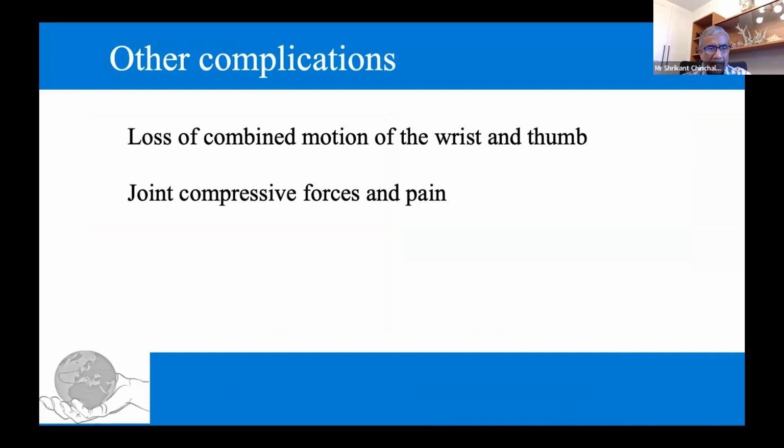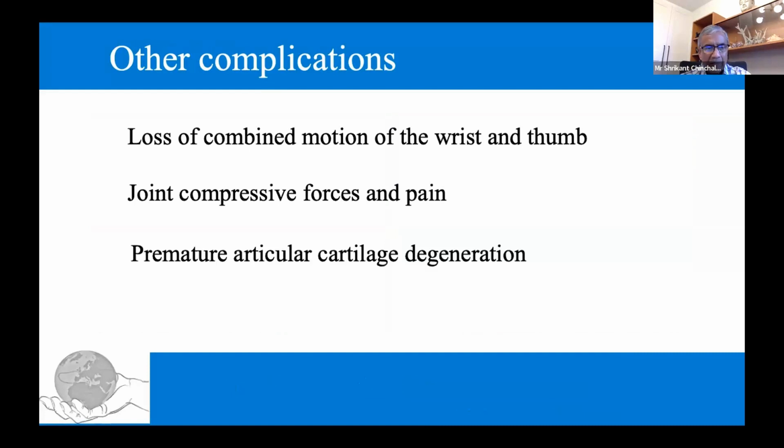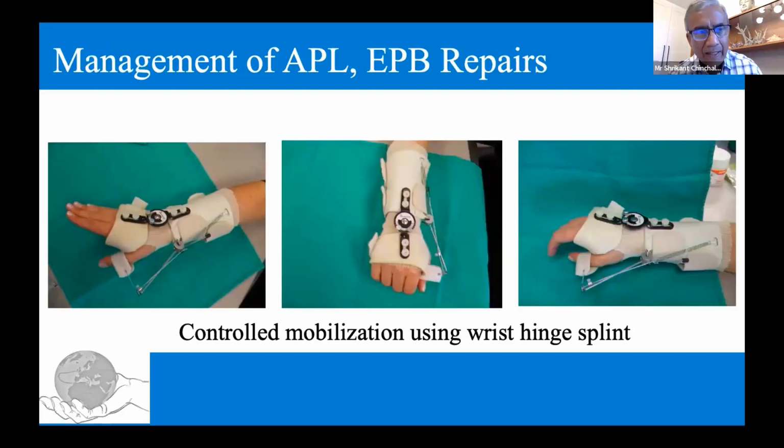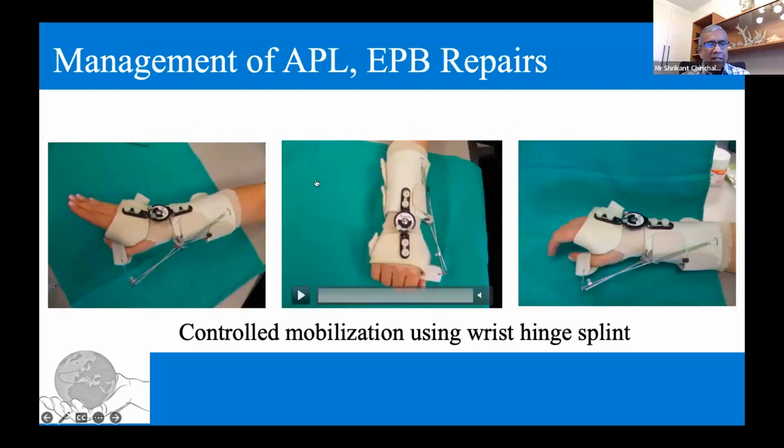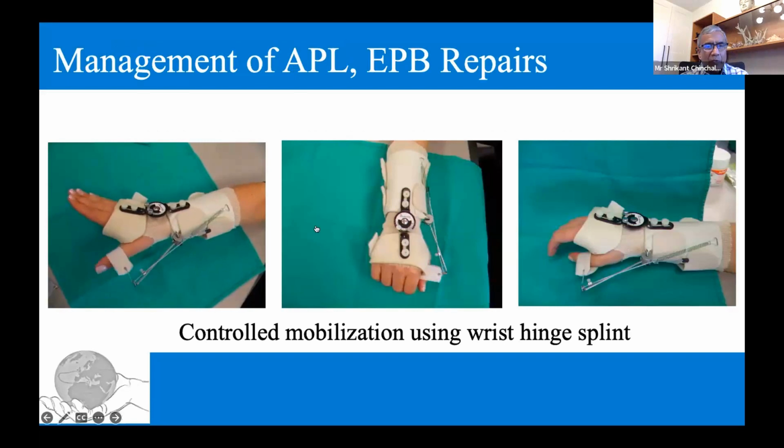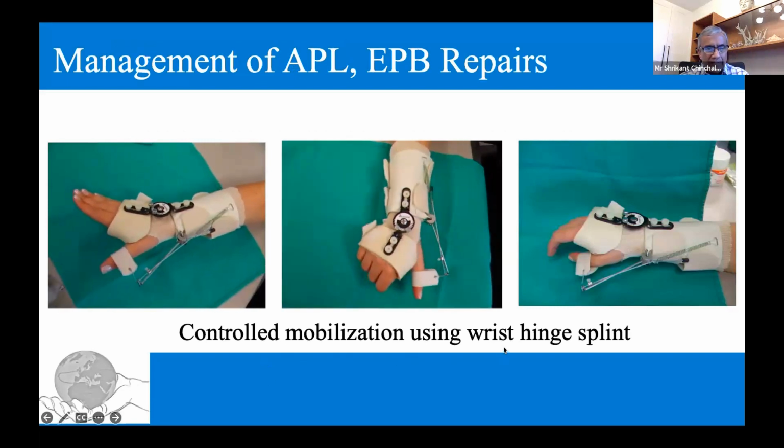This is from the experience that we had when the patient had limited motion of the radiocarpal as well as midcarpal joint. Because these patients had quite a bit of pain, we suspected that they would have premature articular cartilage degeneration if they were not treated specifically in a particular manner. So we decided to manage these patients using a controlled mobilization program with a wrist hinge splint.